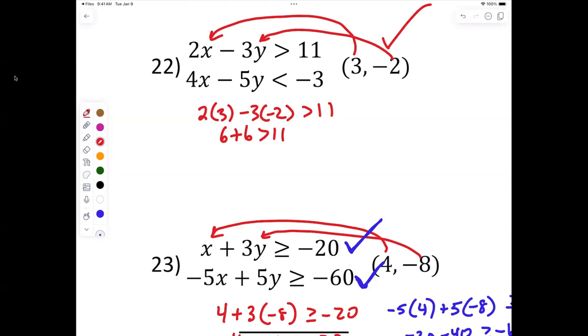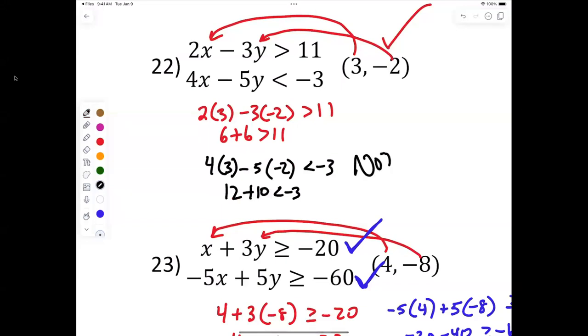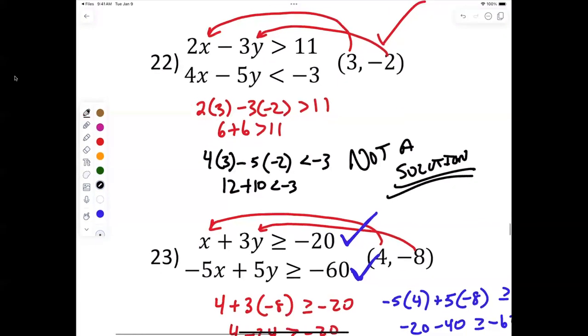Now I got to try the second one. 4 times 3 minus 5 times -2, is that less than -3? 12 plus 10, is that less than -3? Not a solution. You need it to work for both, not just one. You plug it into both equations to see if it works. Anybody got a problem with that?